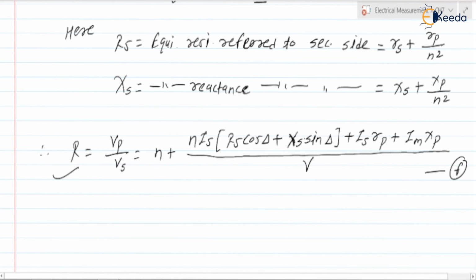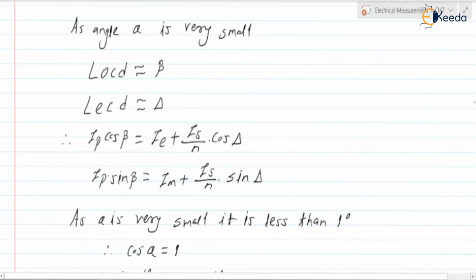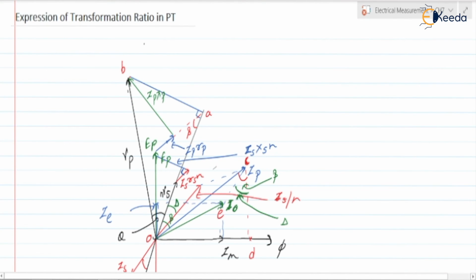So friends, this is about the expression for actual transformation ratio in a potential transformer. Thank you.